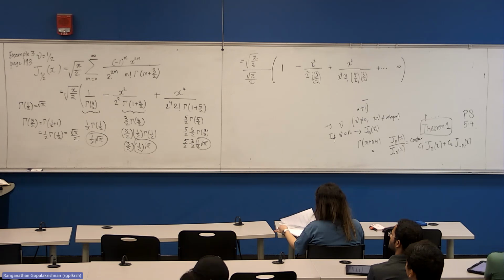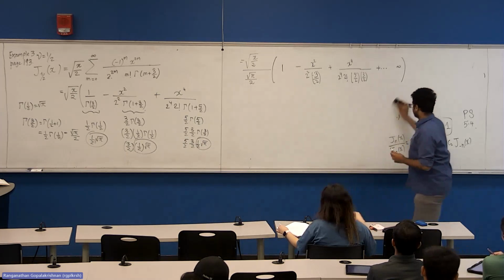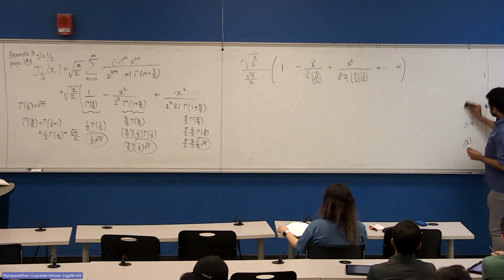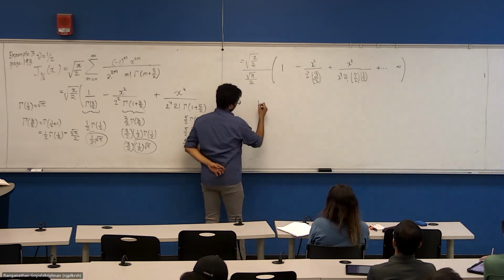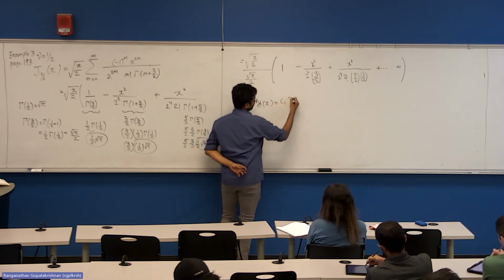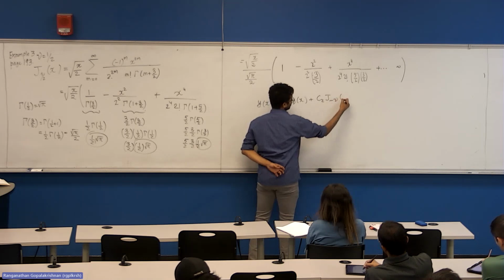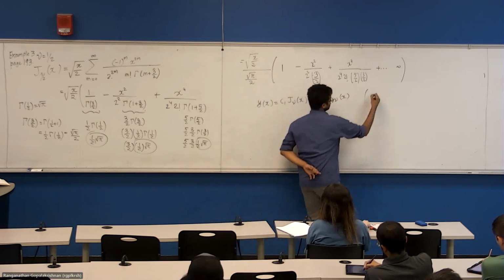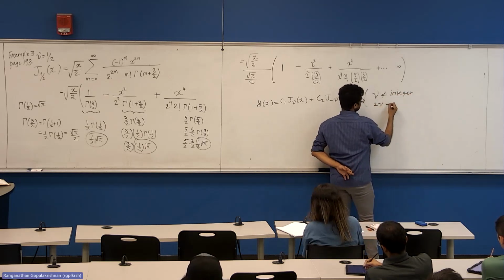I still have one more topic to just touch upon, and if time permits, maybe an example. So we took a long detour. Remember, I said that when nu is not an integer, it's easy to construct a general solution. So we write y of x equals C1 J nu of x plus C2 J minus nu of x when nu is not an integer and 2 nu is not an integer.